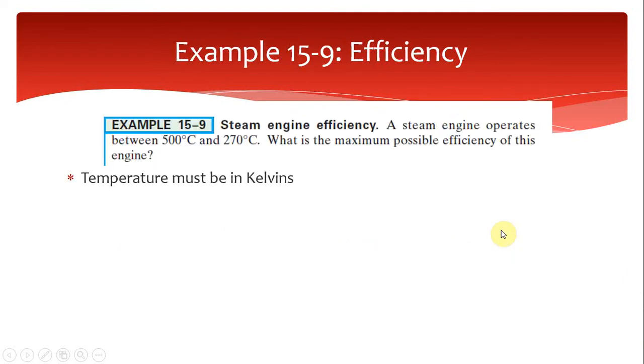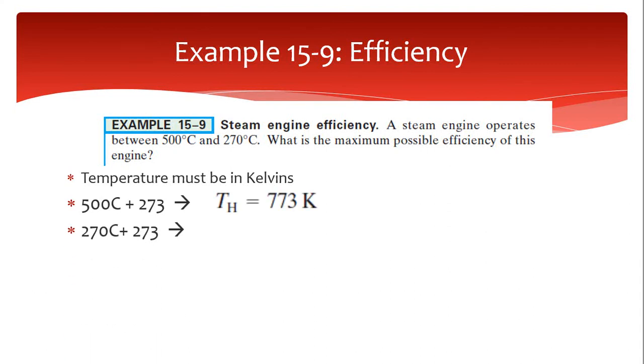So, let's take a look at an example of efficiency. A steam engine operates between operating temperatures of 500 degrees Celsius and 270 degrees Celsius. What is the maximum possible efficiency of this engine? First of all, your temperatures must be in kelvins. 500 degrees Celsius is 773 kelvins. 270 degrees Celsius is 543 kelvins. From here, it is a simple rearranging of the formula, plug and play. Your ideal efficiency in this particular case is 0.3.